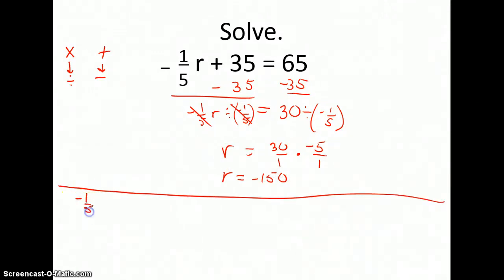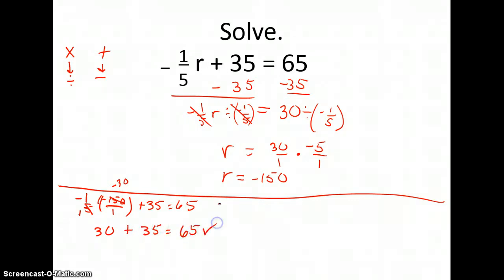So let's check it. Negative 1/5 times negative 150 over 1 plus 35. That should give me 65. Now, in the last problem, we multiplied straight across and then simplified. This time, let's simplify first, because if there's a factor in the numerator and denominator that's common, I can simplify. 5 divided by 5 is 1, and negative 150 divided by 5 is negative 30. And negative 1 times negative 30 is positive 30 over 1, so I don't need to put it, plus 35. That does give me 65, so I know R does equal negative 150.